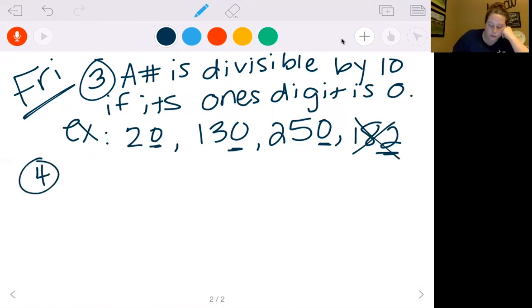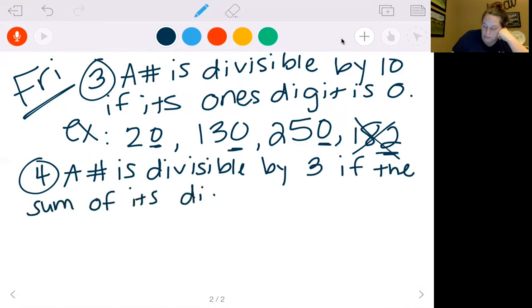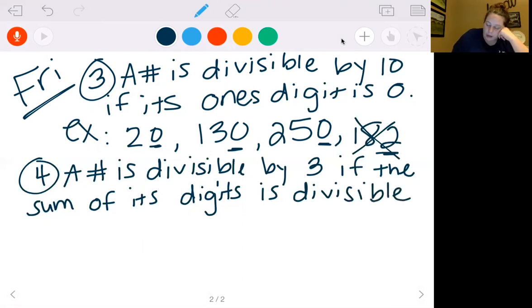And then our final rule is a number is divisible by 3 if the sum of its digits is divisible by 3. So this one's a little bit different. For this one, you have to take a number and add up all the numbers in it to see if it's divisible by 3. So they give us 42 as an example.